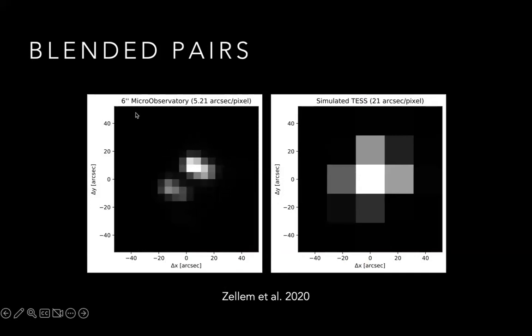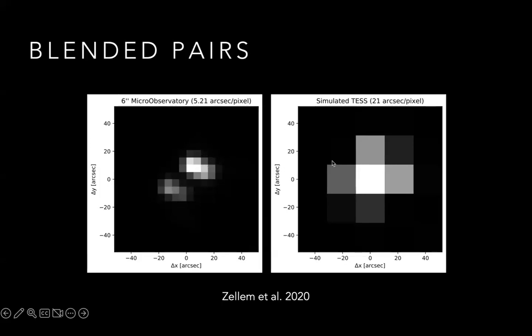So here's actually a sample image from the MicroObservatory, a 6-inch telescope, which has 5.21 arc seconds per pixel, so about a factor of 4 better spatial precision. And here you can see one star, and then there's a second star nearby. The reason they look like potatoes is the MicroObservatory tracking isn't perfect over this minute exposure, so there's a little bit of smearing. But regardless, you can still see that there are 2 stars that get convolved into a single pixel here on TESS.